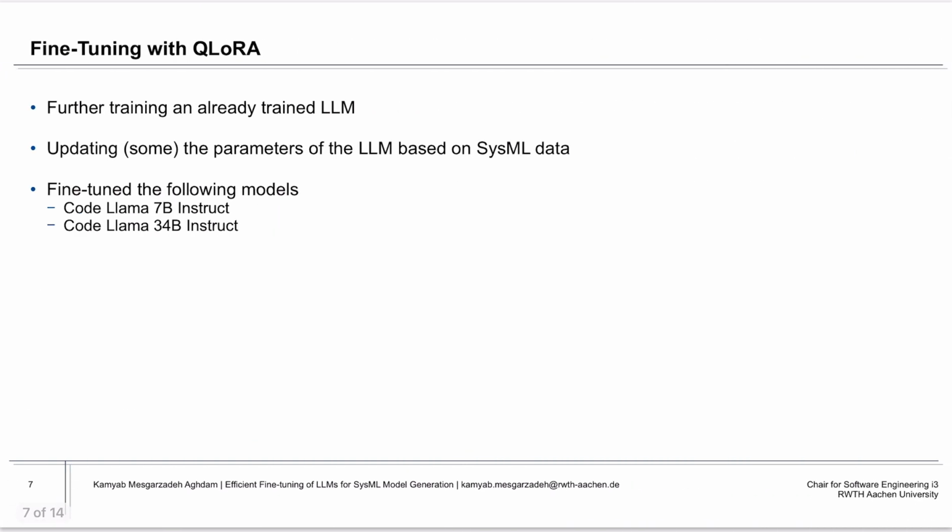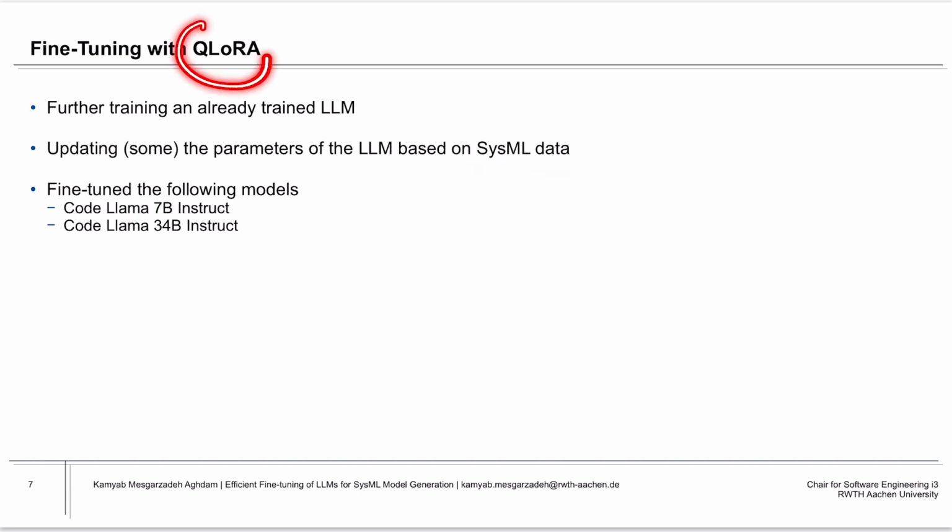After that, I did the fine-tuning. So basically, fine-tuning refers to training an already trained model further. And in the process of fine-tuning, one updates some of the parameters of the large language model based on some data, which in my case was SysML data. So pairs of SysML and prompt data.